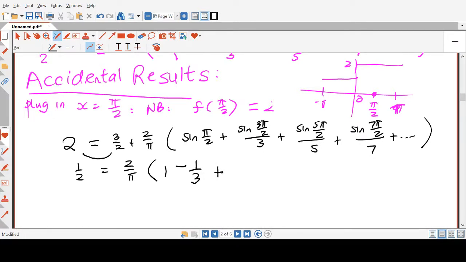What is sine of 5 pi over 2? So at pi over 2, you go another 2 pi around. That comes back to 1. But this time it will be 1 over 5. The next one will be minus 1 over 7. The next one will be 1/9. Then minus 1 over 11. And so on and so on. So if you look at that, what is jumping out at us there? Anything you can observe?